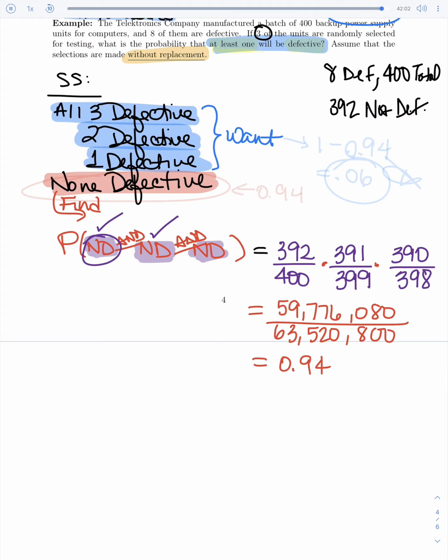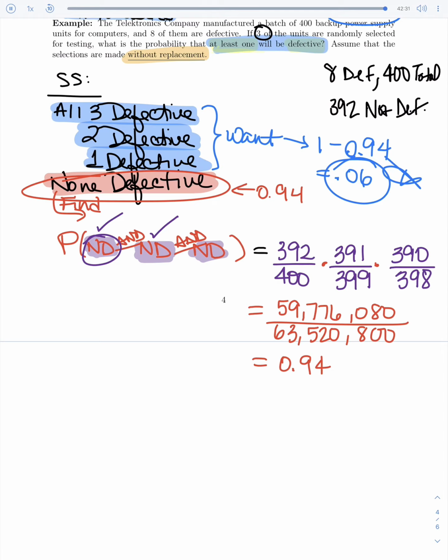0.94. Again, remember that's what I don't want. That's that probability, 0.94. What I do want is everything else, which means I need to find its complement and do 1 minus what I found, which is the 0.94, which will get me 0.06. That's what I do want, my probability for at least one being defective. But I'm done.